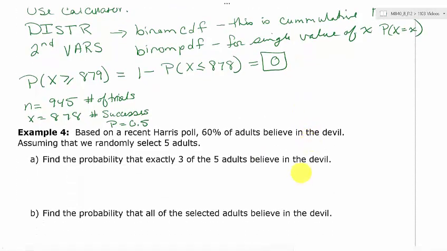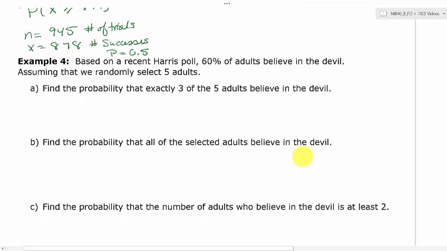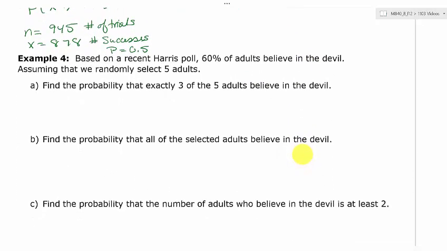Okay, in our last example for this video, based on a recent Harris poll, 60% of adults believe in the devil. Assuming that we randomly select 5 adults, find the probability that exactly 3 of the 5 adults believe in the devil.